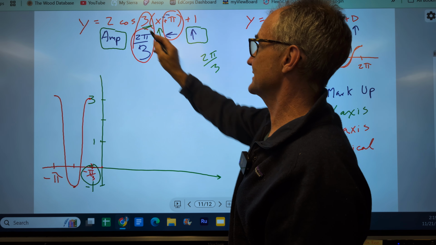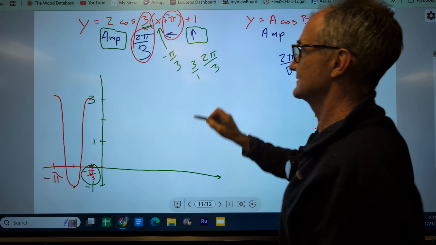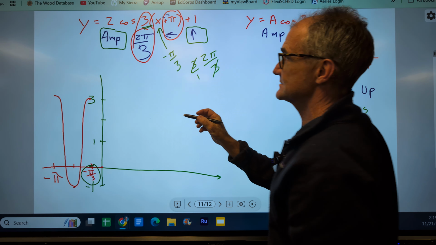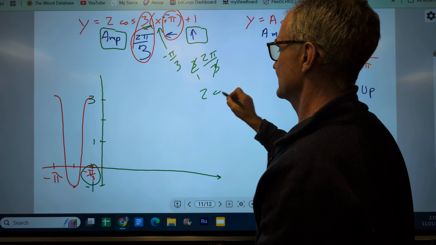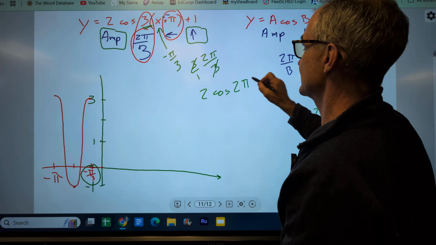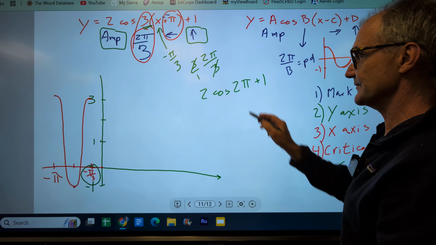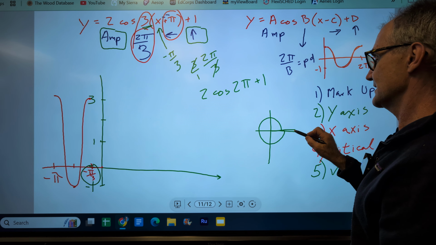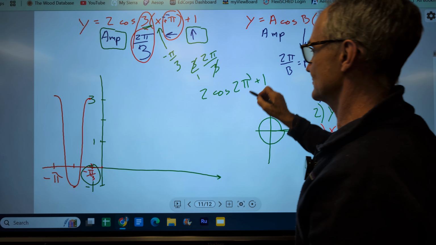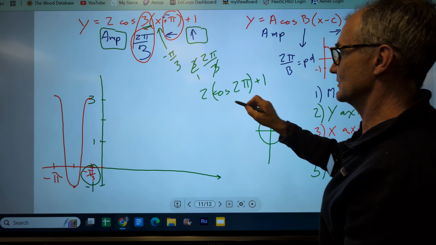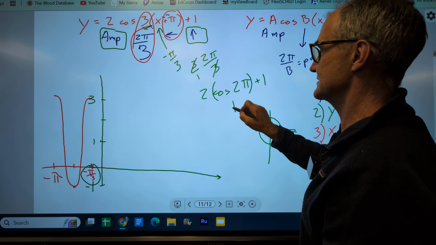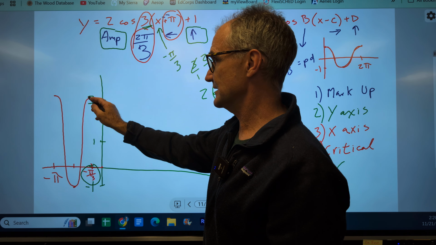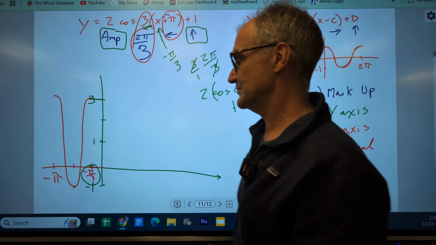Then I have to multiply it by this 3. That's going to give me 2 pi. So everything in that quantity there is 2 pi. So I have 2 cosine of 2 pi plus 1. Cosine of 2 pi on my unit circle is all the way around here. Adjacent over hypotenuse. This whole thing right here is 1 over 1, or 1. 1 times 2 is 2. 2 plus 1 is 3. So at negative pi over 3, my corresponding y value should be 3.